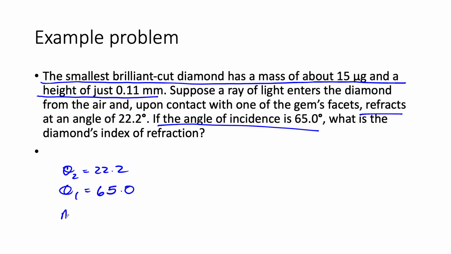Now, I'm missing N1 and N2, the index of refraction of material 2 and of material 1. Well, we're looking for the diamond, so that's going to be 2, so we don't know that. And here's the key. The light enters the diamond from the air. For all this, N of air is equal to 1. Same thing as a vacuum. So the refractive index of air is 1. So let me go ahead and go to the next slide so we can work these problems.